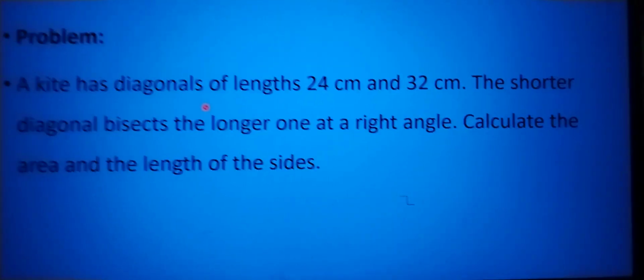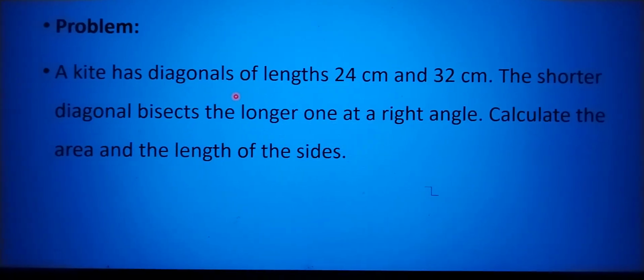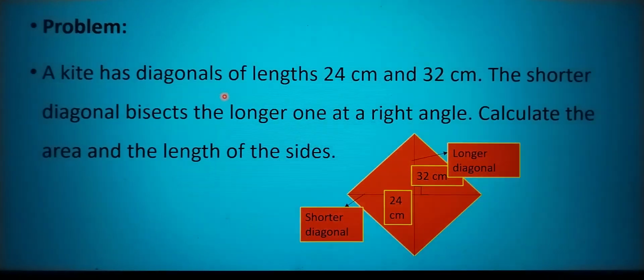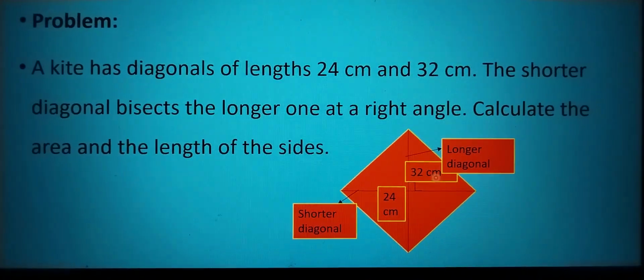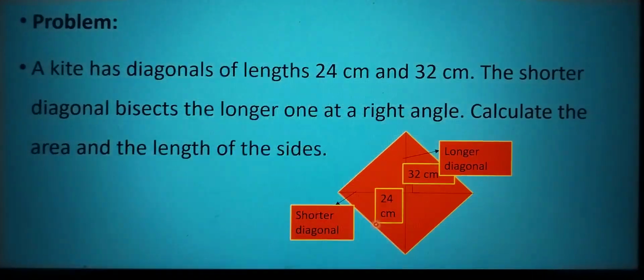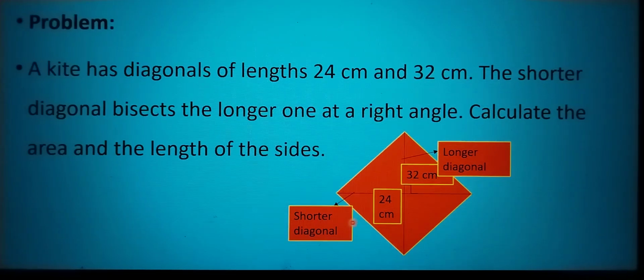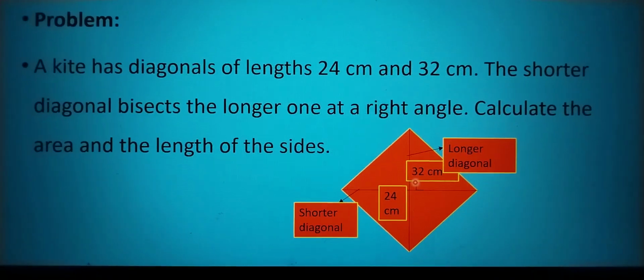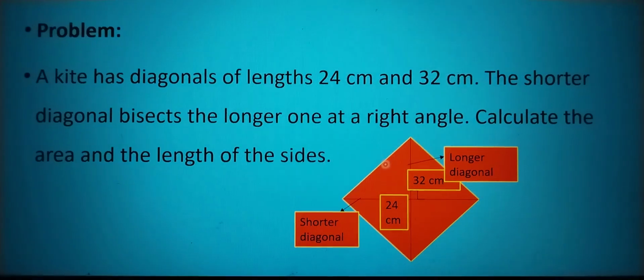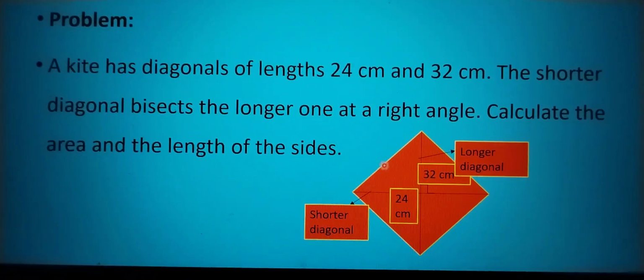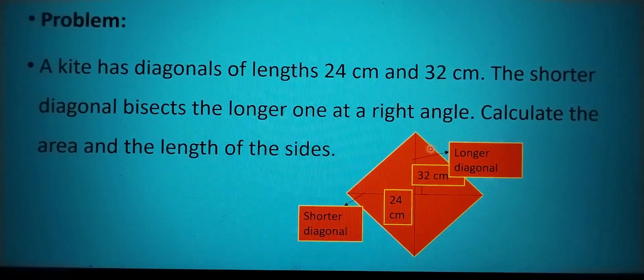So let's try to imagine what this kite will look like. I think it will look like this. So we have here a kite. One diagonal is 32 centimeters, which is the longer diagonal, and the other one here has 24 centimeters, the shorter one. And as you can see here, there is a right angle formed. So we're asked to find the area of the kite and the sides, which are this, and then there is this side. We don't know.